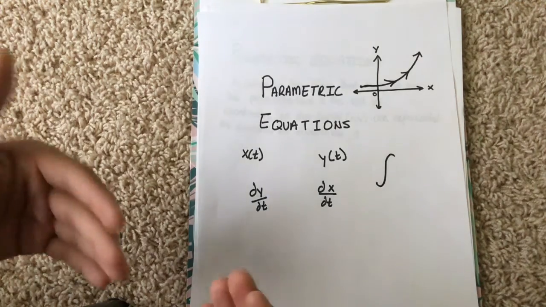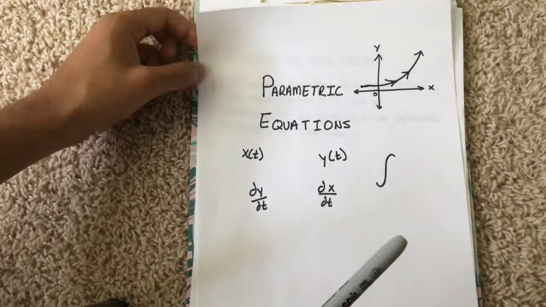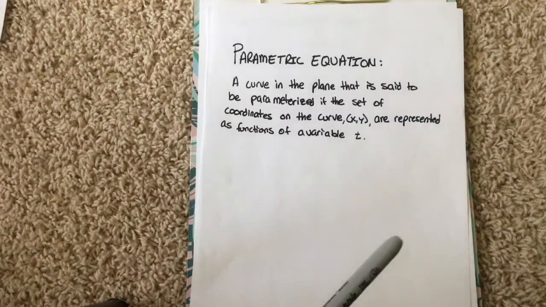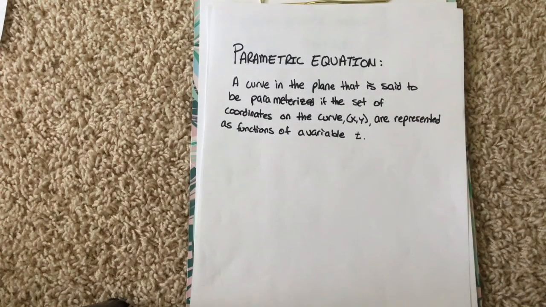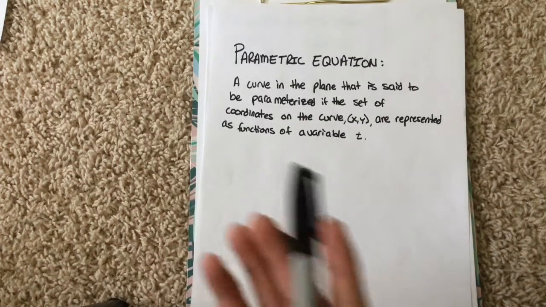Now, before we understand how to graph a parametric equation and doing all these cool fancy stuff, we have to understand what exactly a parametric equation is. The textbook definition is a little bit complex, but let's go through it just for formality. A parametric equation is a curve in the plane that is said to be parametrized if the set of coordinates on a curve, x y, are represented as functions of a variable called t. This t is also called a parameter, and this is going to be very important later on in the lesson.